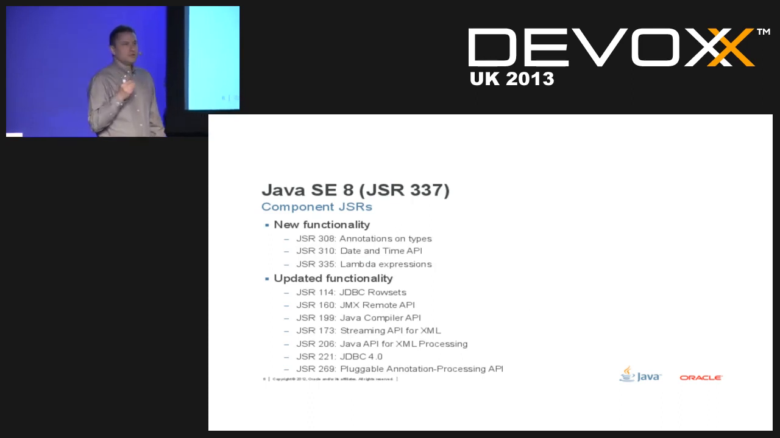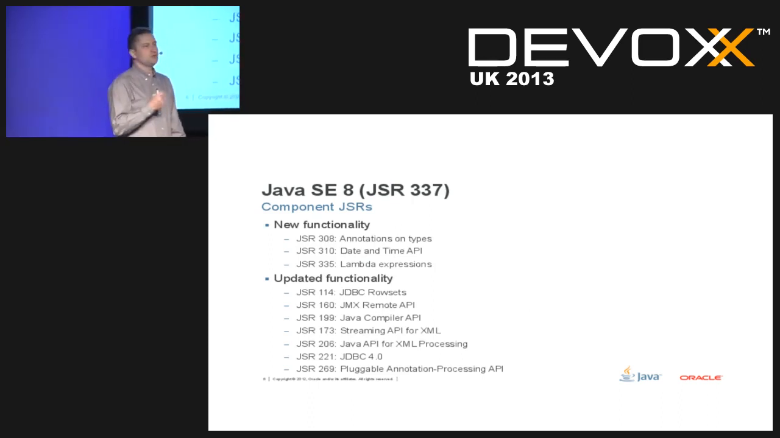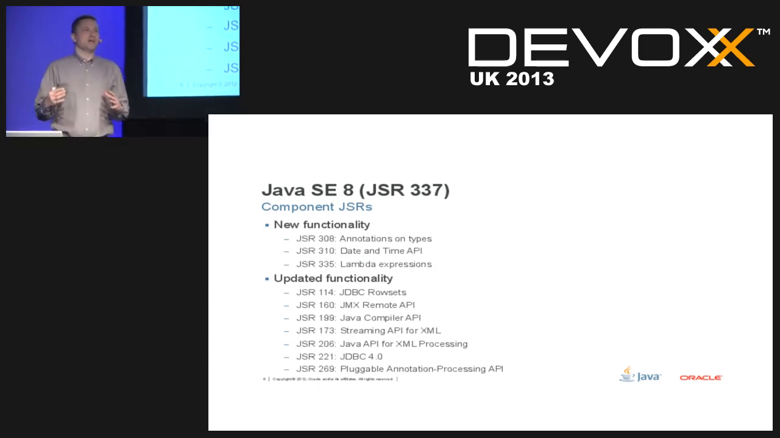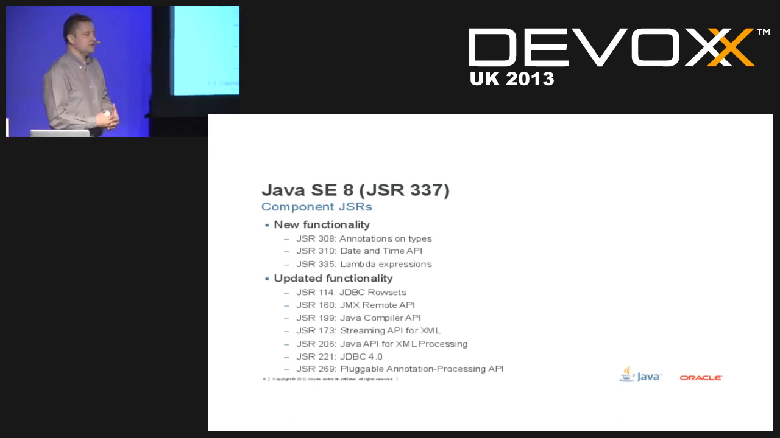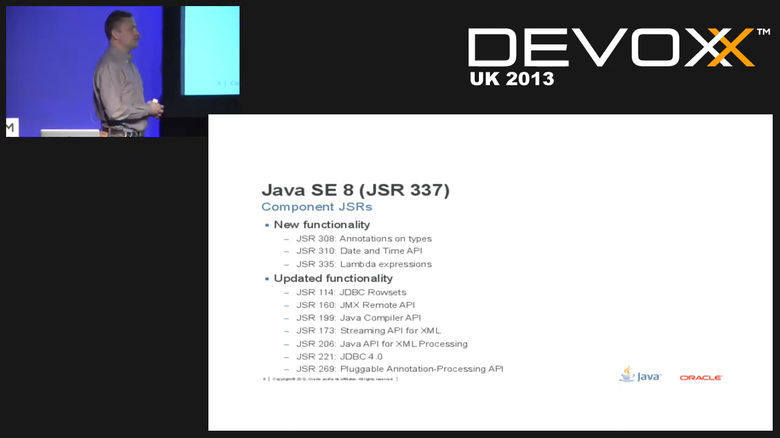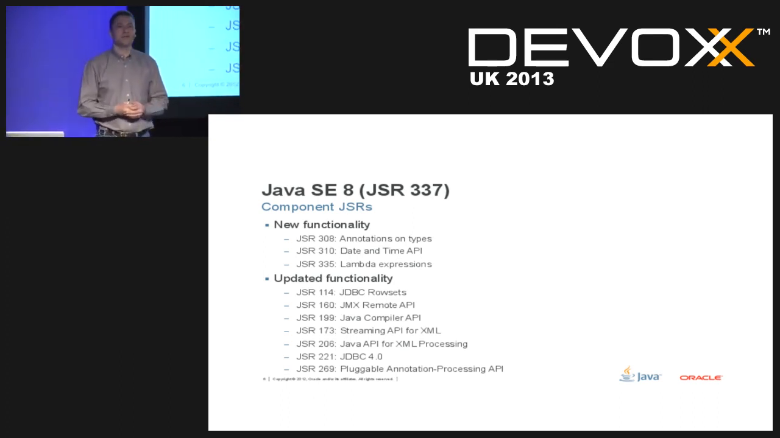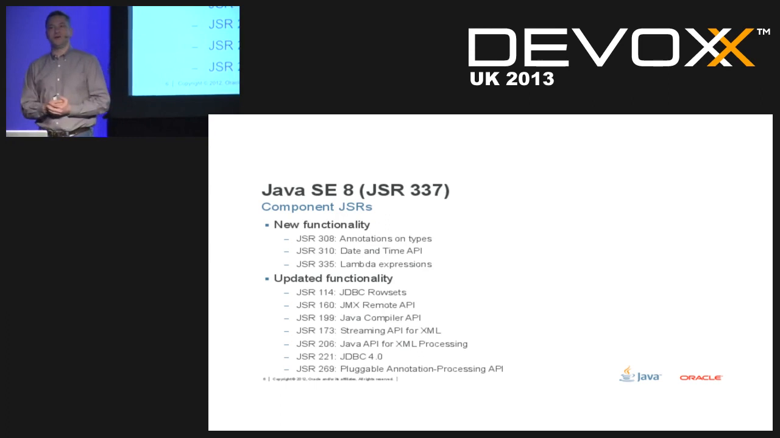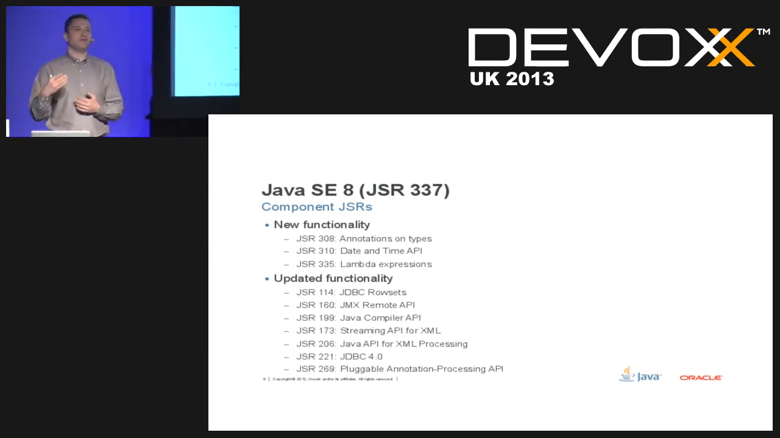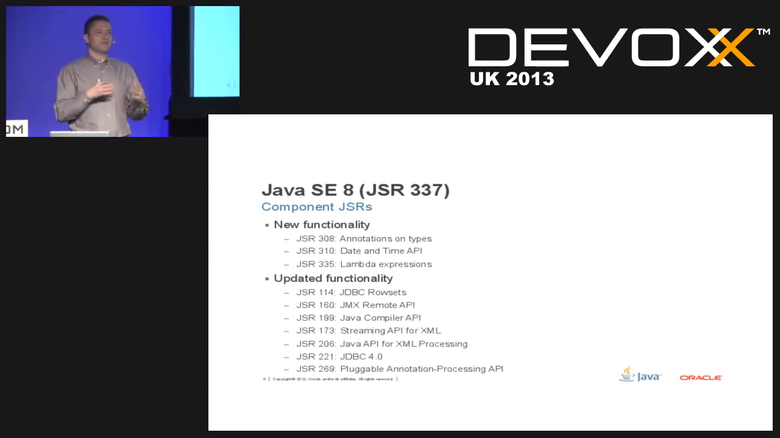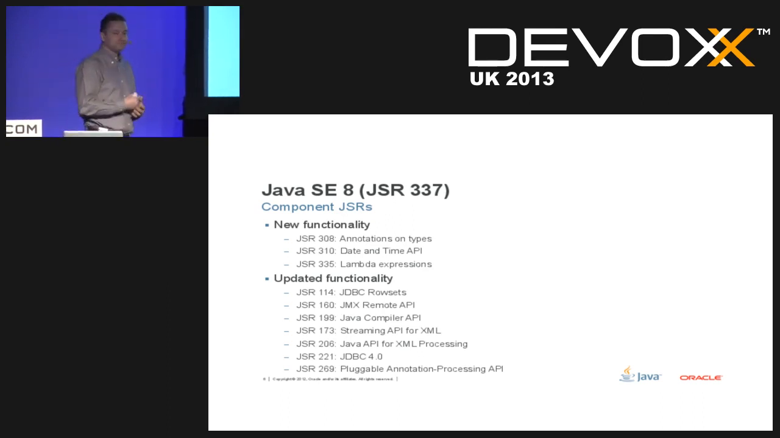From a Java Community Process and Java Specification Request point of view, the umbrella JSR, which defines all of the features which are going into Java SE 8, is JSR 337. Then there are a number of component JSRs which are part of that, but define the various individual pieces, especially the big pieces of functionality that we're adding to Java SE 8.